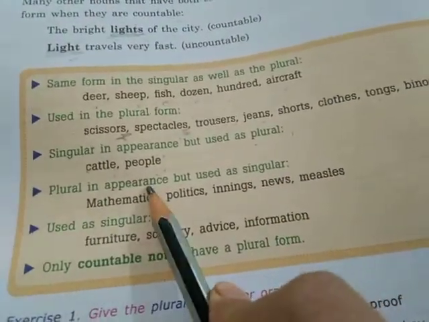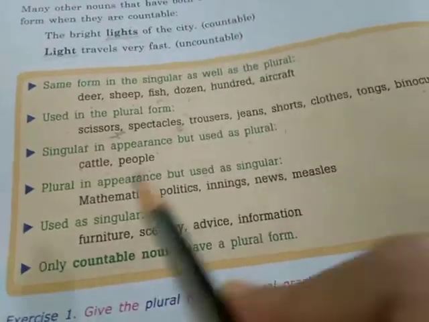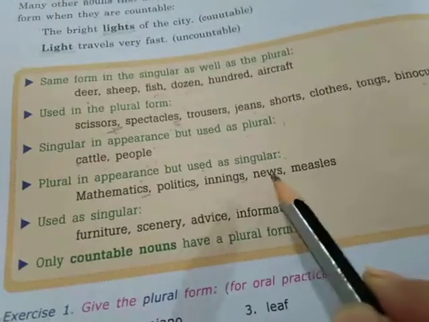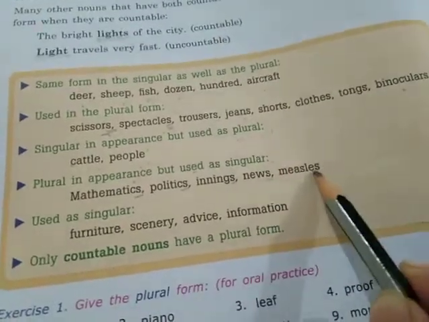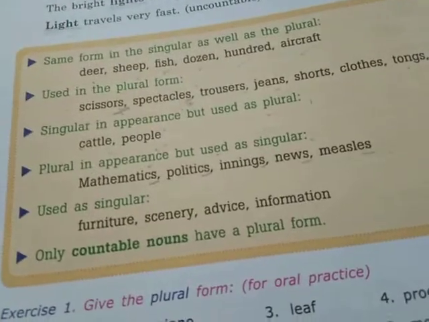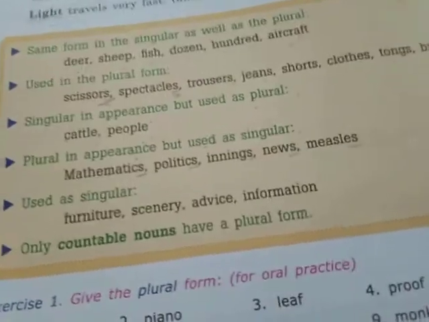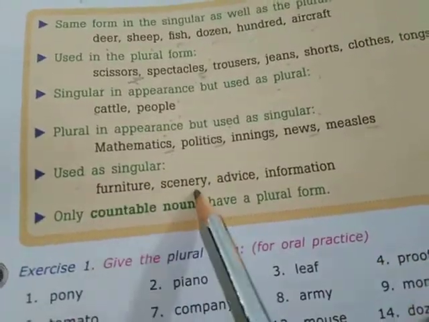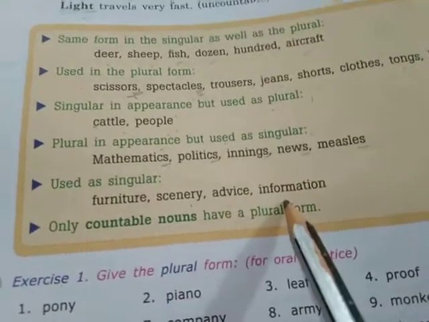Plural in appearance but used as a singular. इसमें appearance plural है because last में s लगता है, पर उसको हम singular की तरह use करते हैं, plural की तरह नहीं. Examples: mathematics, politics, innings, news, measles. All these are singular nouns, right? Further, used as singular: furniture, scenery, advice, information.